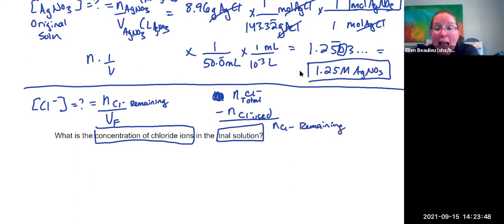So maybe think about how you can calculate these numbers. How can you find the moles of chloride you had to begin with? And how could you figure out how much you used? Pause the video, think about it. I'll be here when you get back.